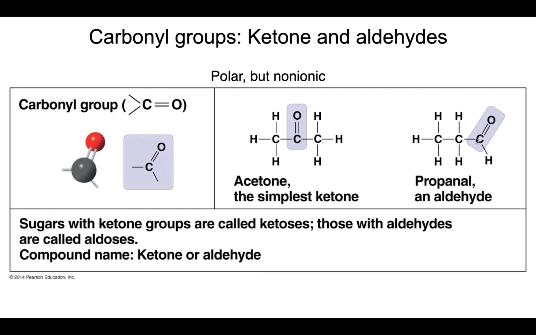I remember getting this confused like crazy back in the day, so please make sure that you can differentiate those two. Now, like hydroxyl groups, carbonyl groups are polar. Right? Oxygen is going to be carrying a partial negative charge because it's more electronegative than the carbon, but it is not ionic.